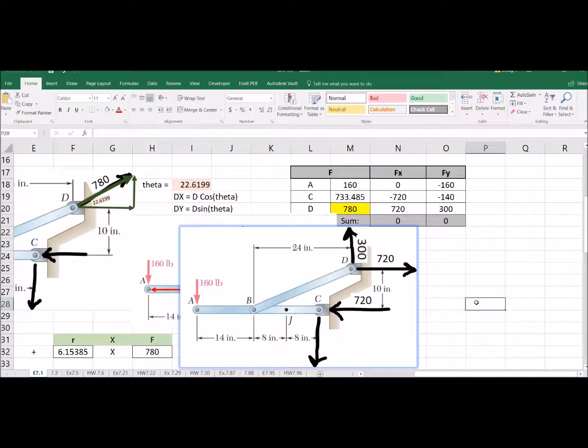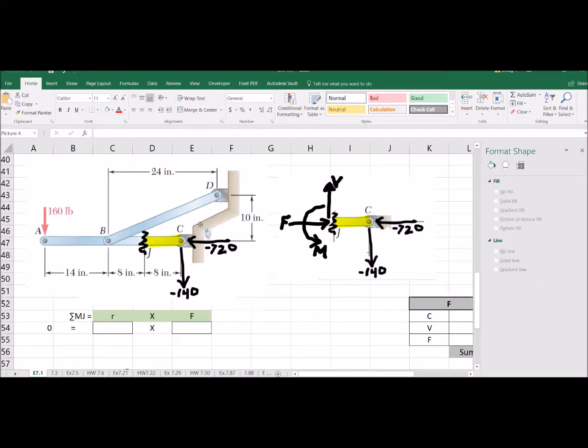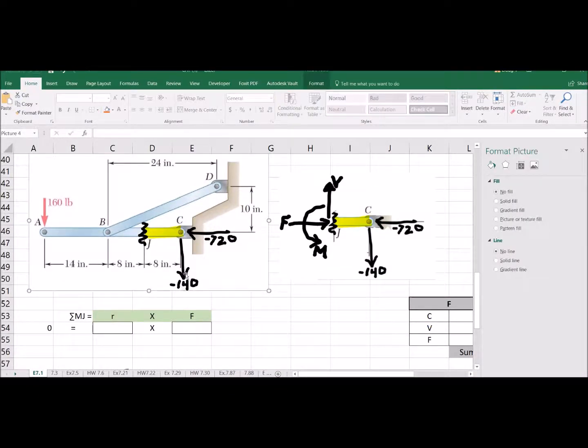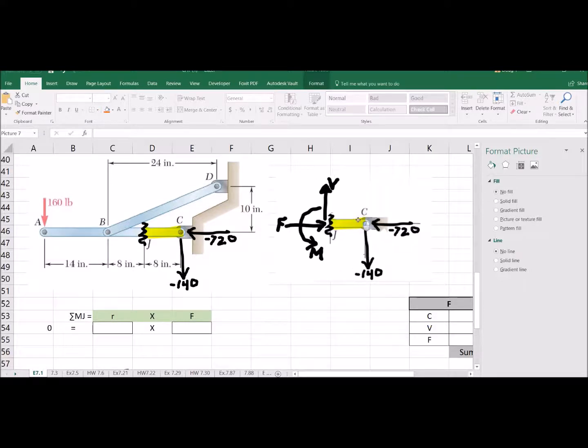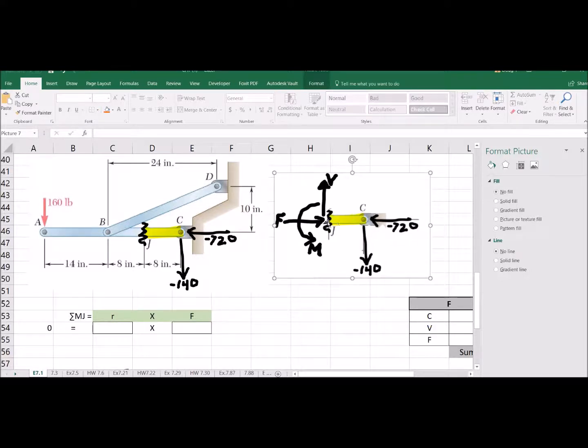Okay, so that's kind of the chapter 6 part of it, is solving for all the reactions at the supports. And now that we have the reactions at the supports, the next step is to carve in and find out what is happening internally at point J. Okay, so here we are. We've solved for the reaction at C. We're going to isolate this little piece of the bar and just draw a free body diagram of this little chunk heading over to point J.